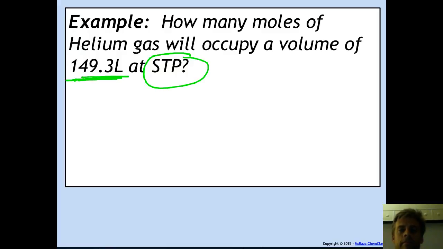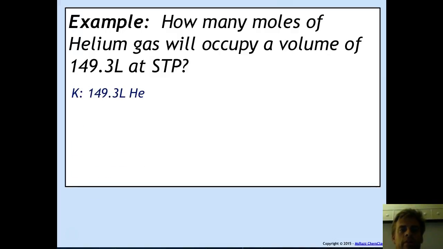That's what I know. What I'm being asked to find is moles, right? Being asked to find moles. So here we go. We're going to start with what we know, and then we're going to simply work down, okay, until we get what we want.